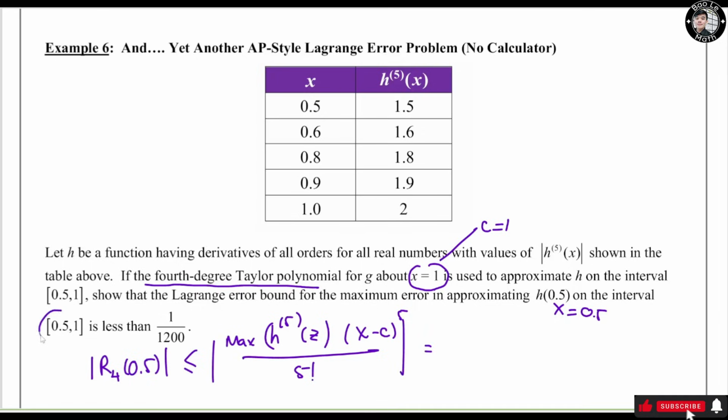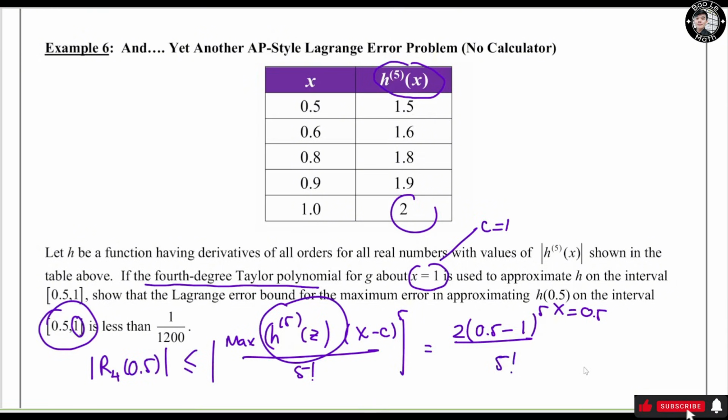Get the interval right here, alright? So the maximum of this guy when Z equals 1, right? So Z equals 1. So H, the fifth derivative of S, should be 2, right? So you have 2 times S minus C, which means 1, to the fifth over 5 factorial. Alright, so we're going to simplify this one.